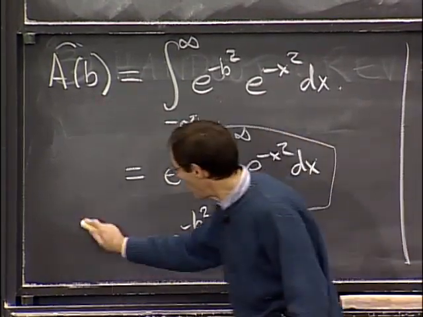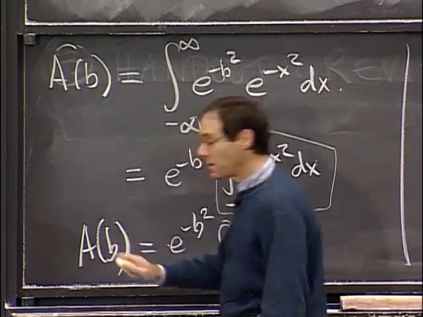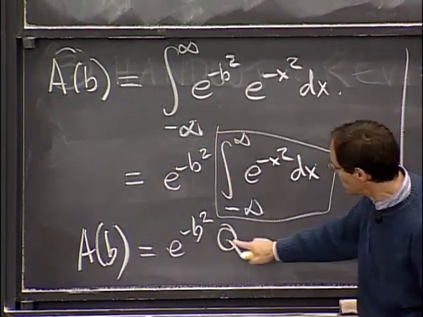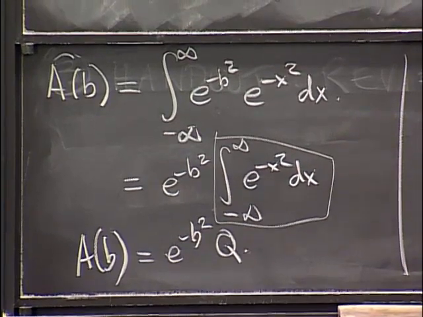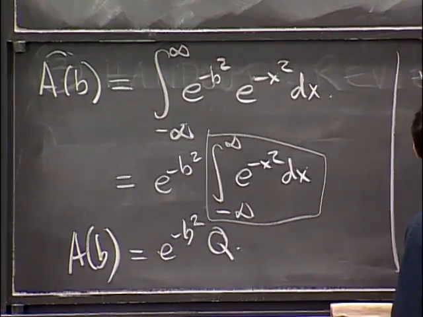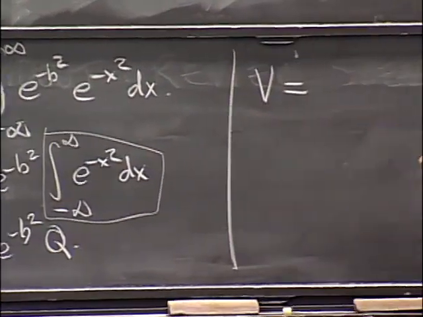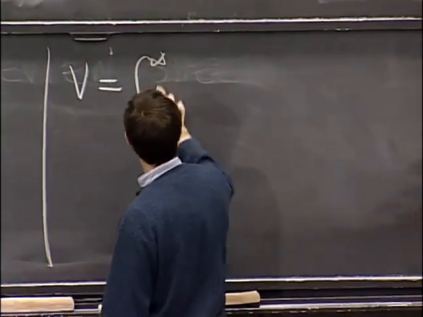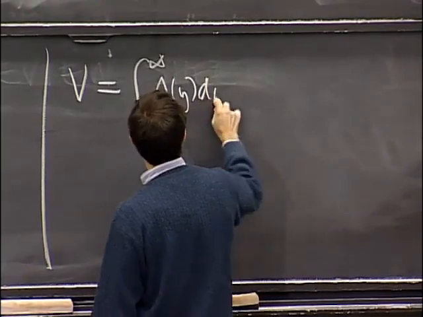So I've computed a of b, and now I'm ready to finish the problem off. A of b is e to the minus b squared times q. Q is that strange number which we don't know yet what it is. So now I'm going to compute the whole volume. The whole volume, remember, it's over there. It's the integral from minus infinity to infinity of a of y dy.